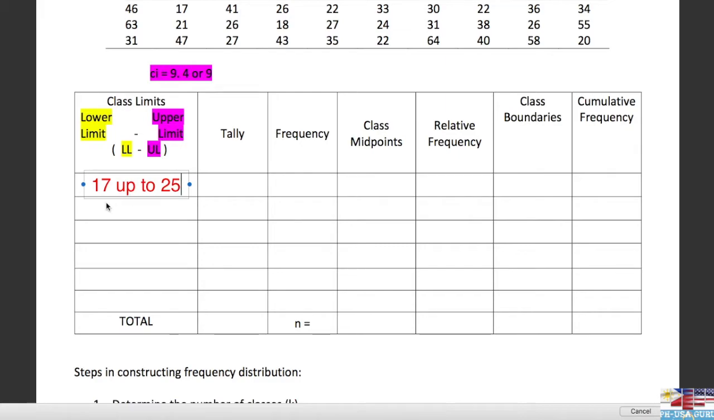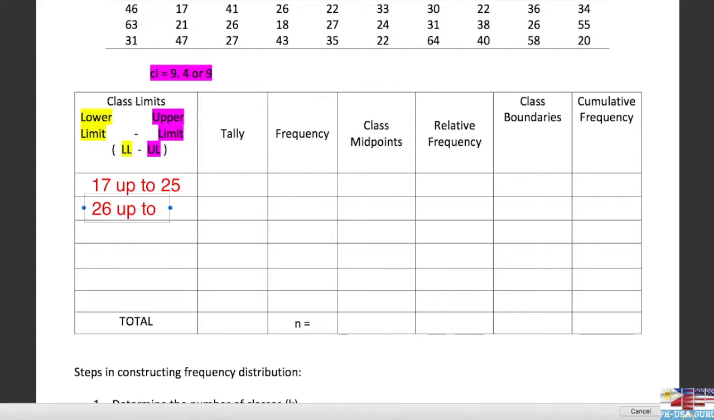Each class limit must be mutually exclusive, meaning the numbers from 17 up to 25 must not be repeated. So what is the next number after 25? Our new starting point is the number after 25, which is 26. And our class interval or class limit is from 26 up to what? That is 26 up to.